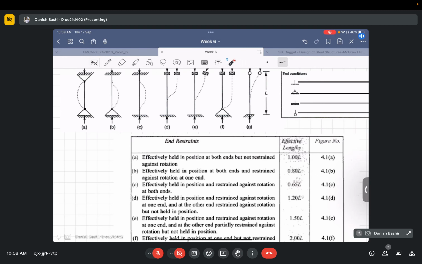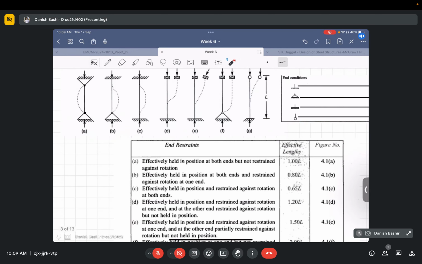Another is effectively held in position and restrained against rotation at one end, so that is this one. And the other end is restrained against rotation but not held in position, so it is able to displace here. So what is the effective length there? It is 1.2L, 120% of L, so it is extra as compared to the earlier cases.